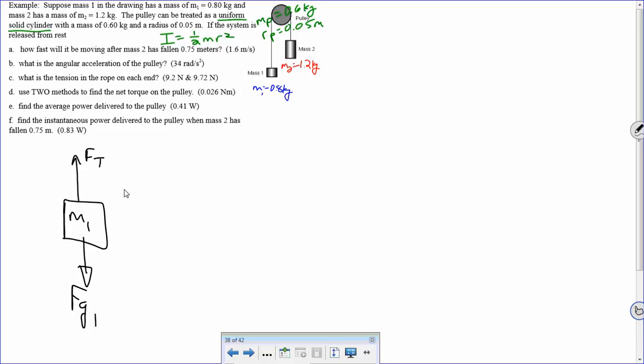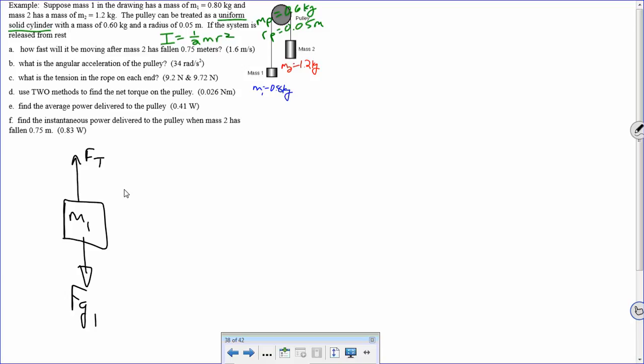So the reason that I put this in the work and energy section was because we need to think about energy. All right? So as the system moves, mass 2 is going to lose potential energy, and mass 1 is going to gain potential energy, right? But which gain or loss is going to be bigger? Yeah, mass 2's loss is going to be bigger because it has more mass, right? So where does that energy go? Turns into kinetic energy. Specifically, the kinetic energy of mass 1, mass 2, and the rotational kinetic energy of the pulley.